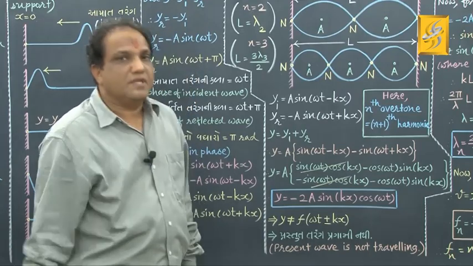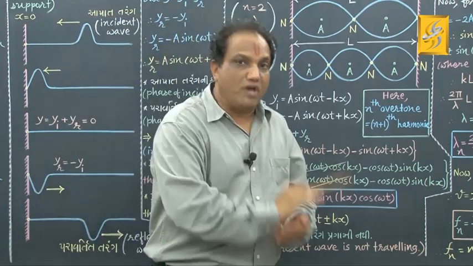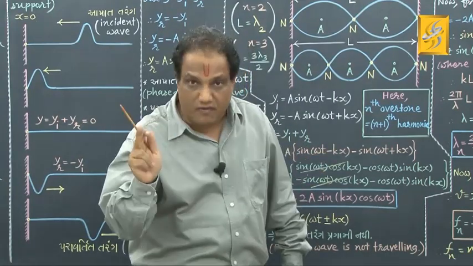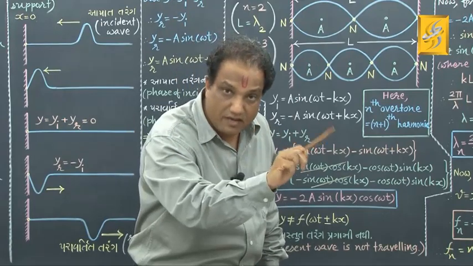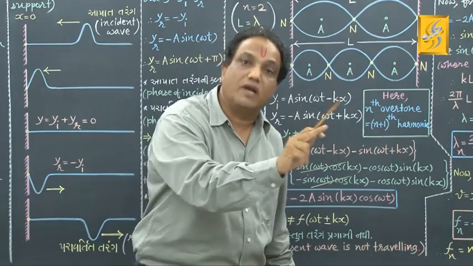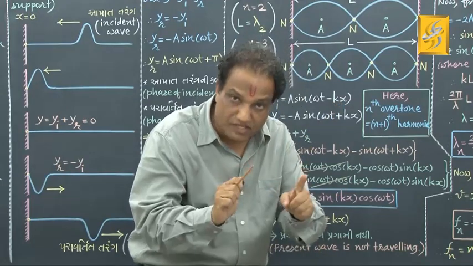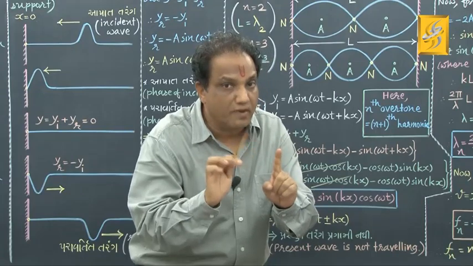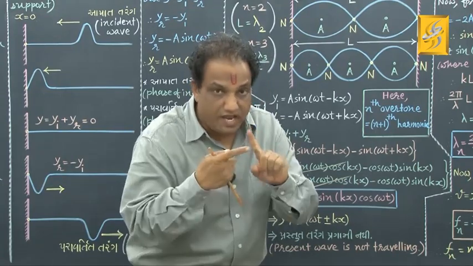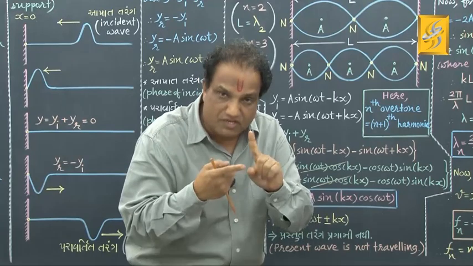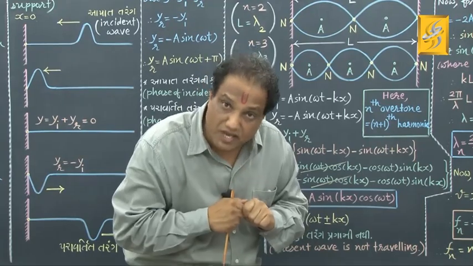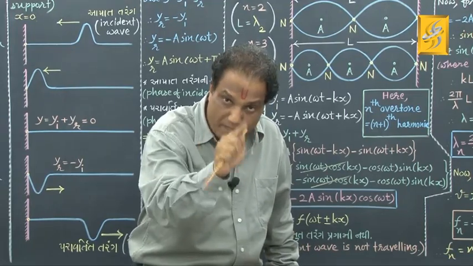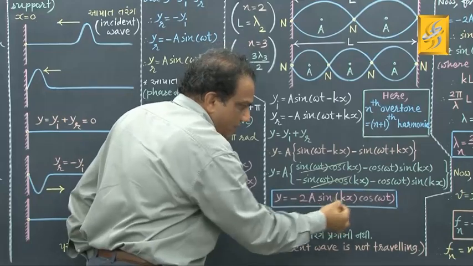Why? Tell me. For a travelling or progressive wave, don't you know the format of the wave equation? What was that format? Y equals to a sin omega t plus kx or a sin omega t minus kx. So any progressive or travelling wave is a function of omega t plus or minus kx. But tell me, do you find such a term, omega t plus kx or omega t minus kx, here on the right hand side?